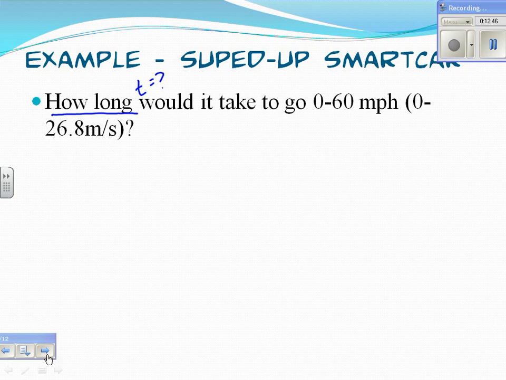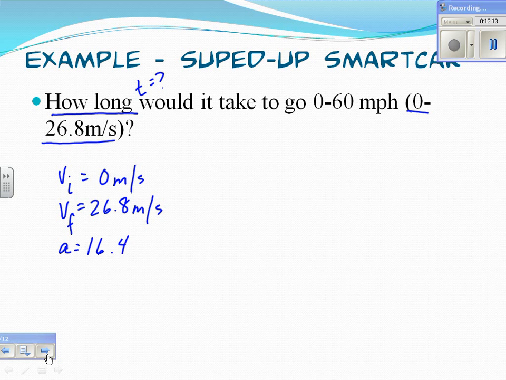We're also given two velocities. We are given a 0 and 26.8 meters per second. And since we're starting at 0, we know that's an initial velocity. We know that we're ending up at 26.8, so that's a final velocity. And from the last problem, we know that the acceleration is about 16.4 meters per second squared.